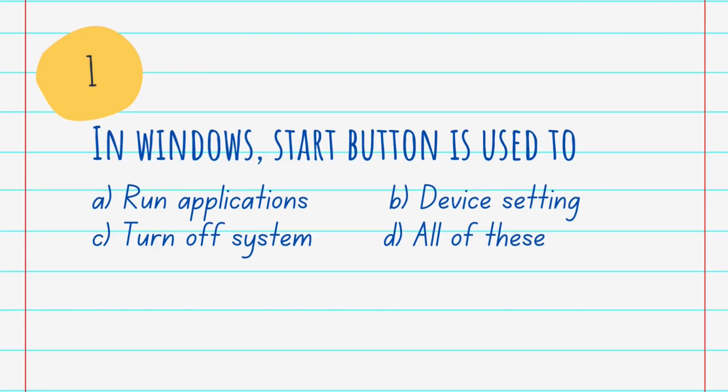So let's get started. Our first question: in Windows, the start button is used to A. Run application, B. Device setting, C. Turn off system, and D. All of these. And the answer is D, all of these. In an operating system, the start button is displayed at the left end of the taskbar, and it is usually known as the Windows key or Windows logo key. The start button is used to run applications, for device settings, and to turn off the system. That's why our answer is D, all of these. In Windows 11, the start menu is now a small icon in the center of the taskbar.